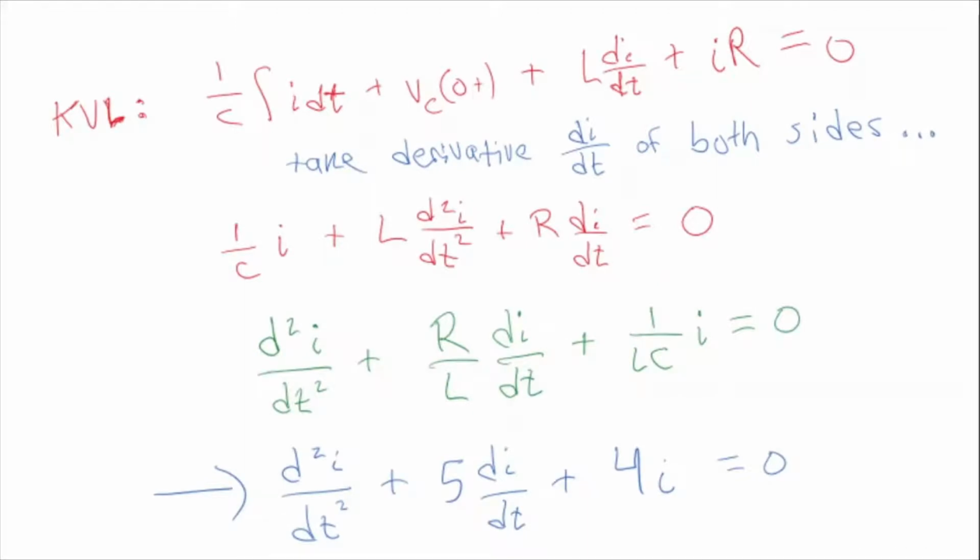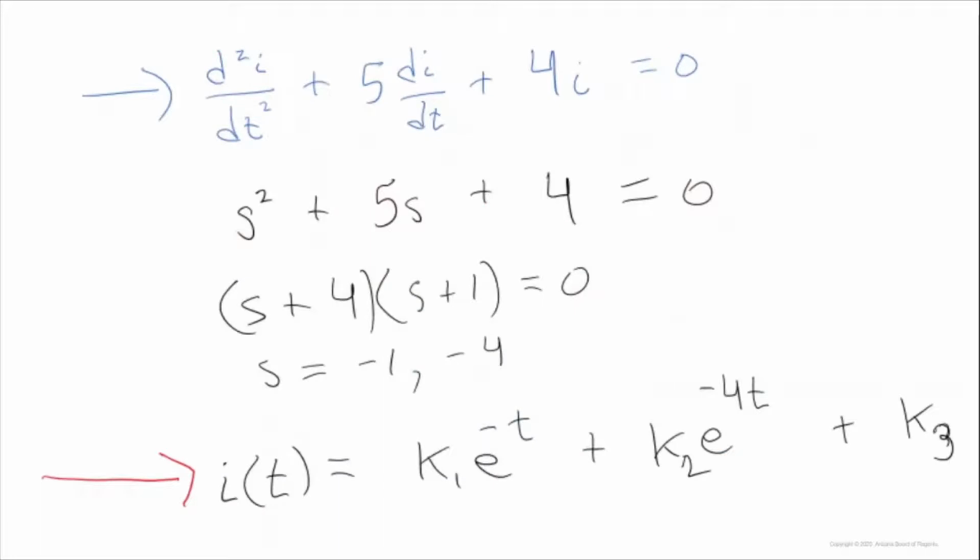Once we have the KVL equation, we take the derivative of both sides. Then, let's divide both sides by L to get the differential equation into this familiar form. We will now use what we know from differential equations to solve for the roots of this second order differential equation. That then leads us to our parent function, seen here.